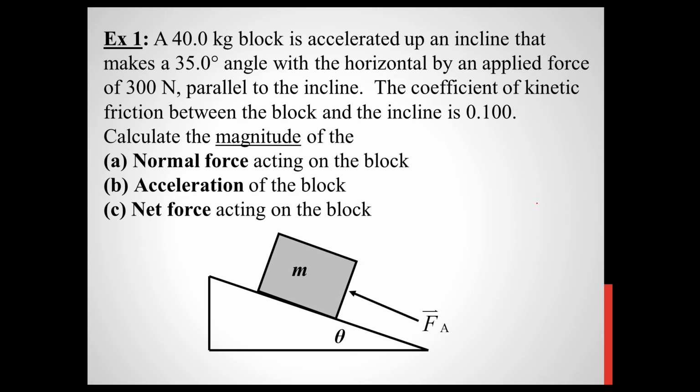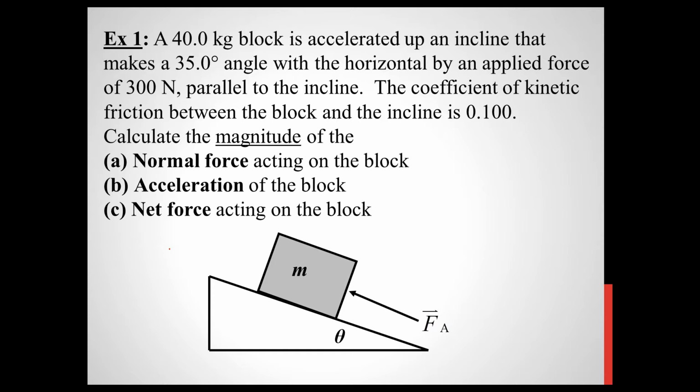All right, so example. I have a 40 kilogram box. It's being accelerated up an incline that makes an angle of 35.0 degrees with the horizontal by an applied force of 300 newtons, parallel to the incline. I'm told the coefficient of kinetic friction between the block and the incline, and I want to calculate the magnitude of the normal force acting on the block, determine the acceleration of the block, and figure out the net force on the block.